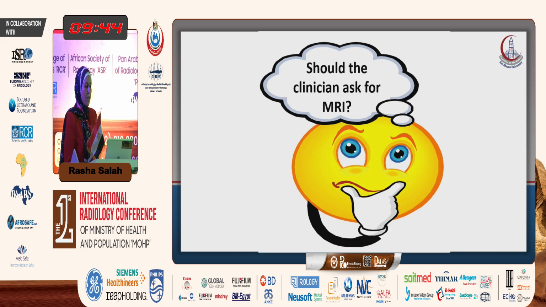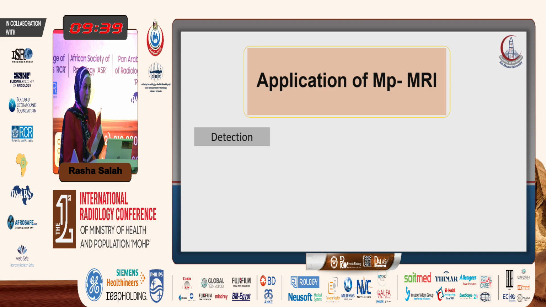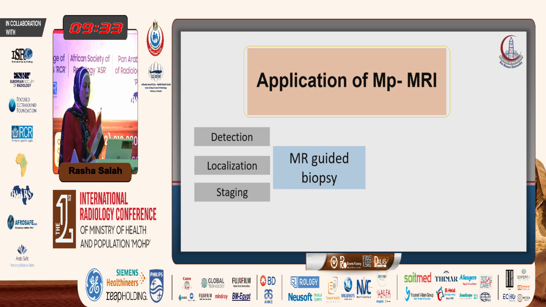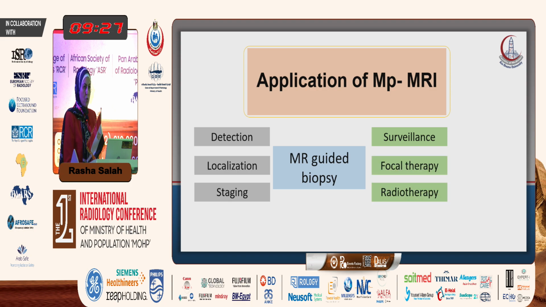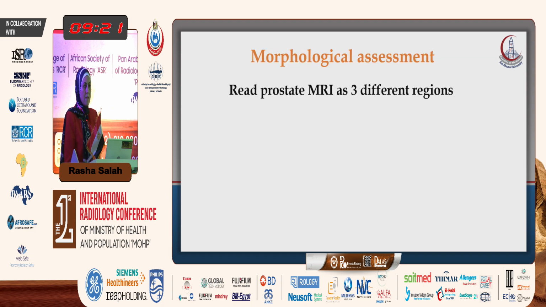Let's start with why we should ask for a multiparametric MRI. It has multiple applications in prostate cancer evaluation, including detection, localization, and staging. Also, it is helpful in MRI-guided biopsy, in surveillance, focal therapy assessment, post-radiotherapy assessment, and in evaluation of biochemical recurrence.